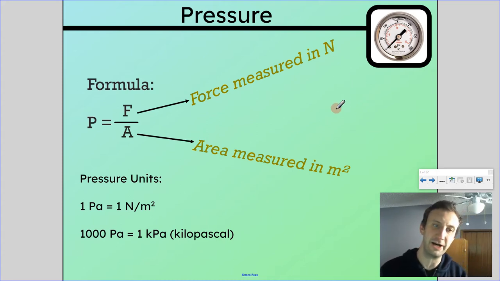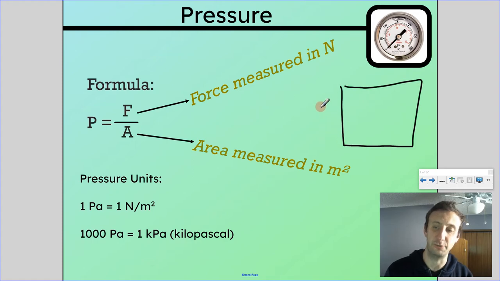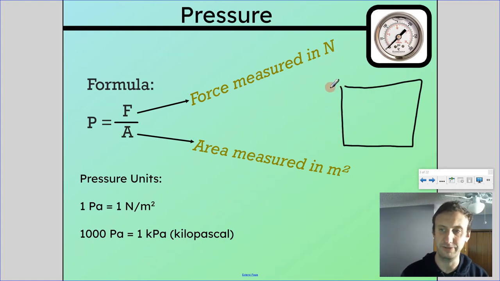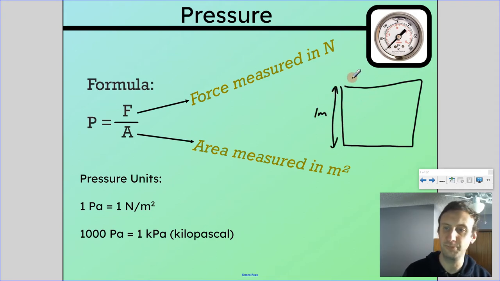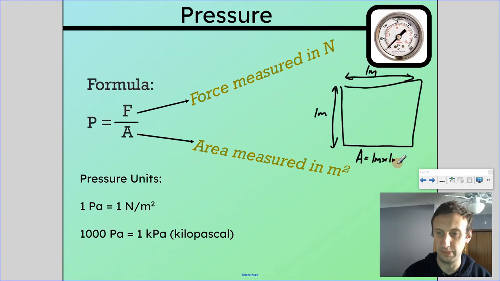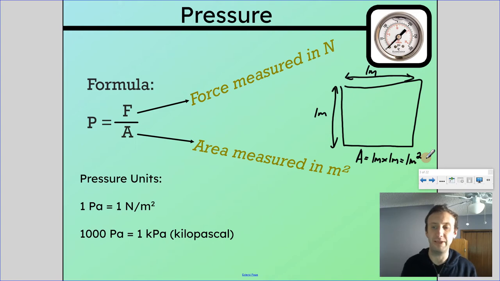So let's quickly talk about this. If we have 1 meter by 1 meter, that's a meter squared. So if I were to take a square like this, and I know it's a bad square, but if I realize that the height of this is 1 meter and the width of this is 1 meter, then the area is simply going to be 1 meter times 1 meter. And 1 times 1 is 1, but now I don't have meters, I have meters squared as the unit. And that's a two-dimensional shape, right? That's the unit we're going to use for a two-dimensional shape: meters squared.